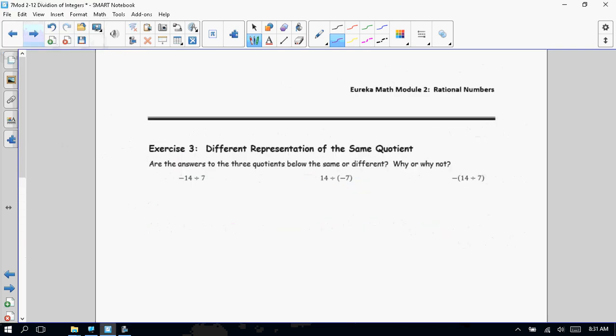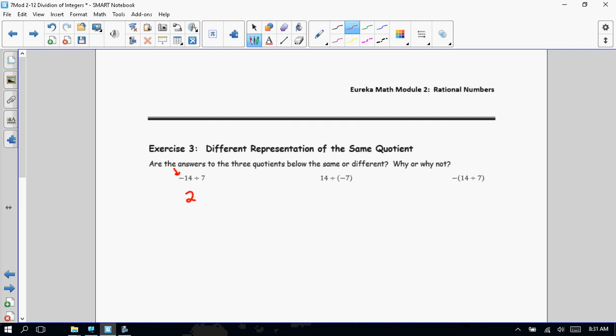All right, exercise 3. Different representation of the same quotient. Are the answers to the 3 quotients below the same or different? Why or why not? Okay, so let's try this out. I'm going to do this with you guys. So what is negative 14 divided by 7? So basically, what's 14 divided by 7? 14 divided by 7, that's 2.